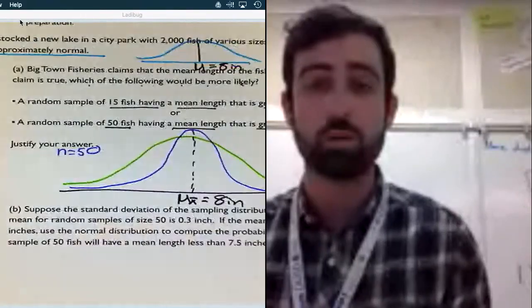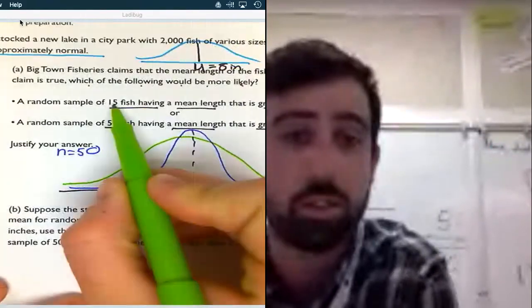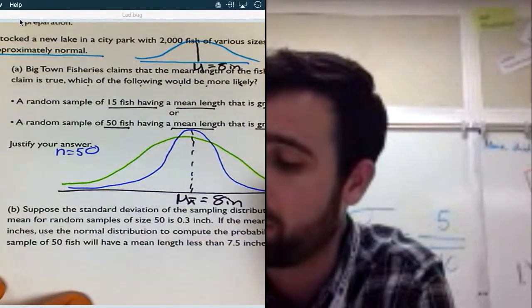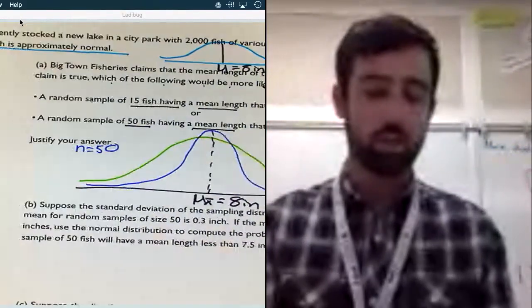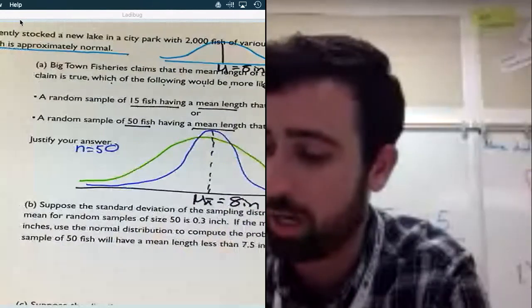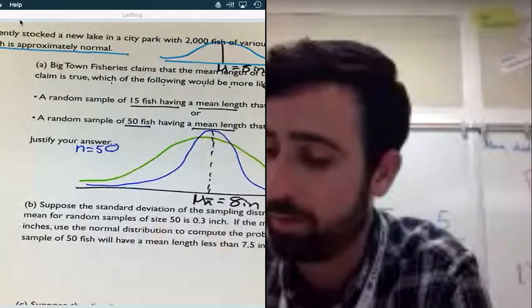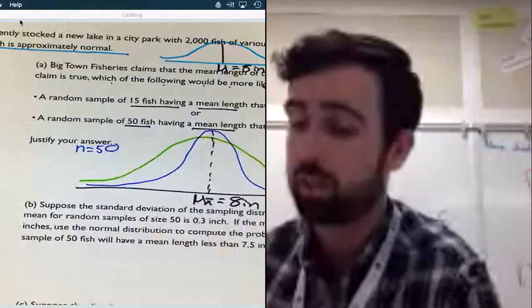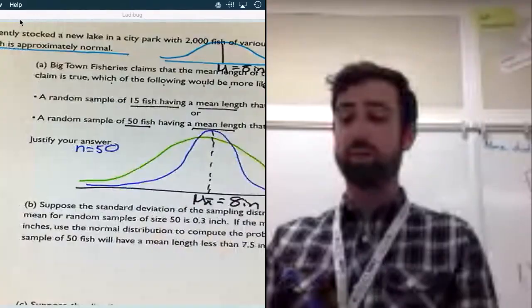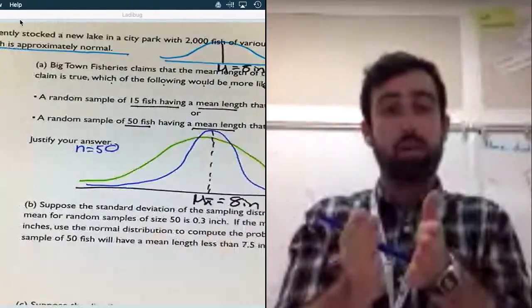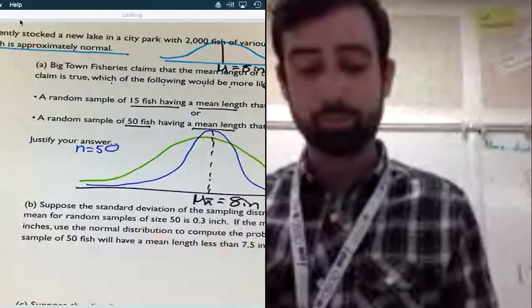The standard deviation for the 15 is going to be whatever your population standard deviation is divided by the square root of 15. Your standard deviation for the 50 is going to be whatever the population standard deviation is divided by the square root of 50. So because that's going to be a larger number, when we divide it into our population standard deviation, we're going to get a smaller number. So that's important to know, right?